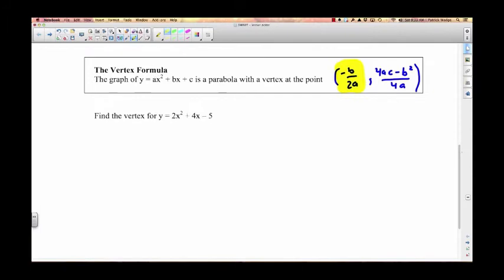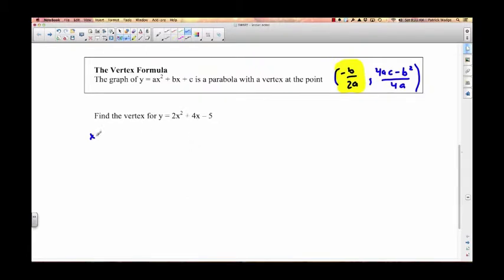So it says, find the vertex for y equals 2x squared plus 4x minus 5. This is not in standard form. I can't tell the vertex right away. So I could complete the square, but that takes a lot of time. But what I could now do is find the x value of the vertex.